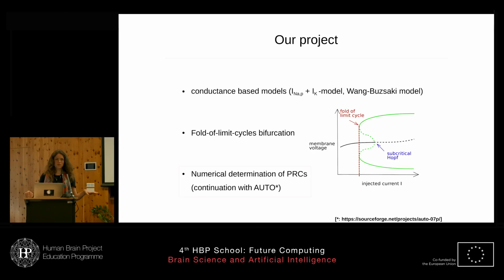There's a software for it, which is called AUTO. It's in Fortran. And if you want to see our PRCs and learn more about why they're cool, come to poster 42. And now enjoy your dinner.